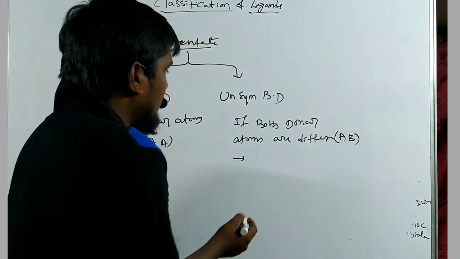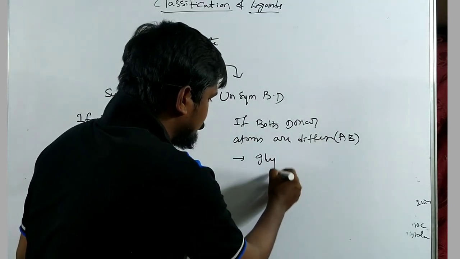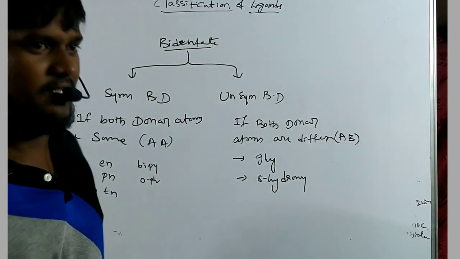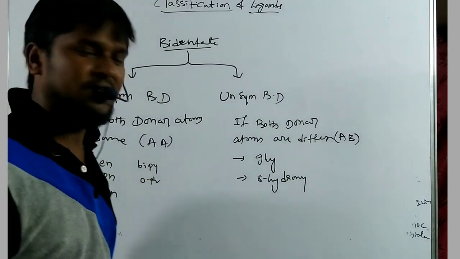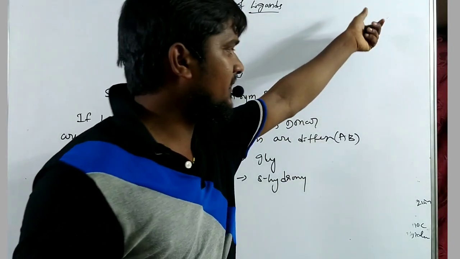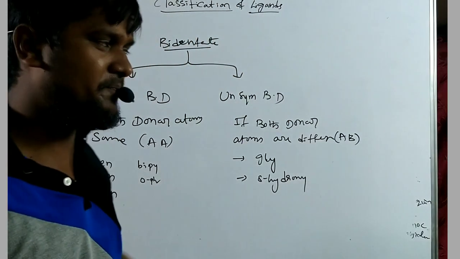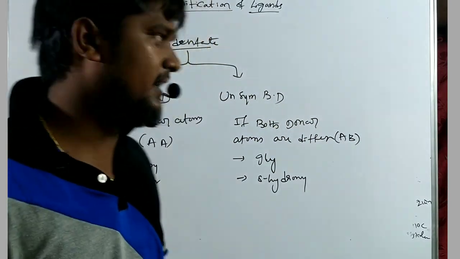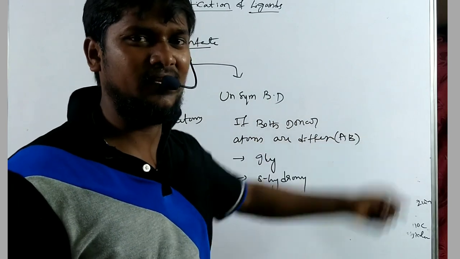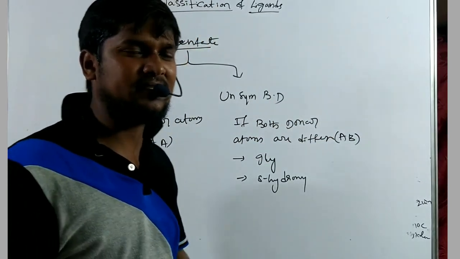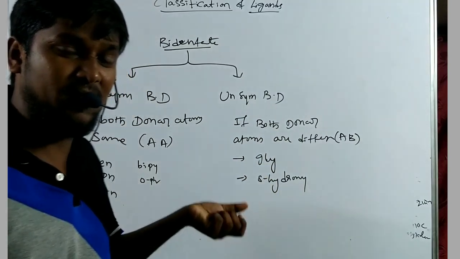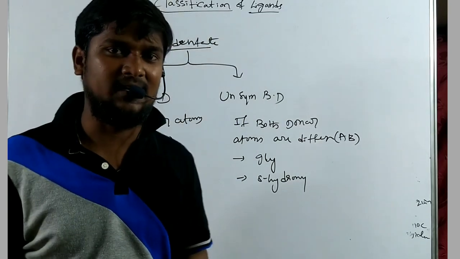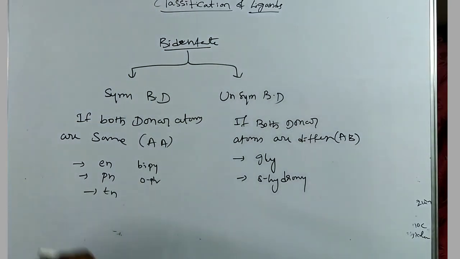The unsymmetrical bidentate ligands are glycinato, 8-hydroxyquinolinato, etc. Now I'll give you an assignment. From the bidentate ligand data given previously, please note which is a symmetrical bidentate ligand and which is an unsymmetrical bidentate ligand. I think 18 or 19 bidentate ligands were given. Please assign their symmetry. Now we will discuss tridentate ligands.